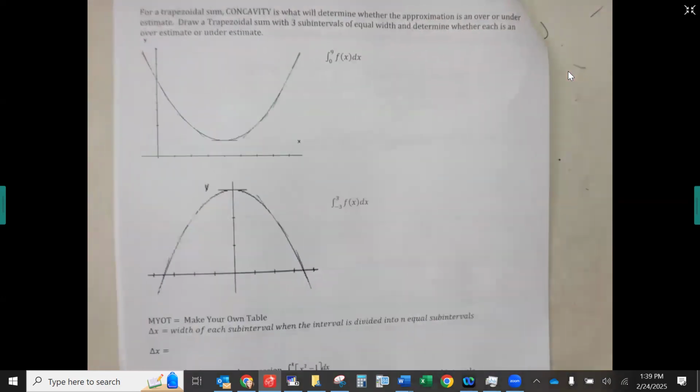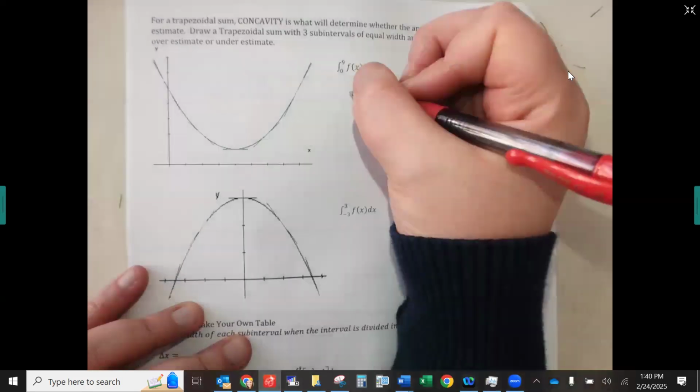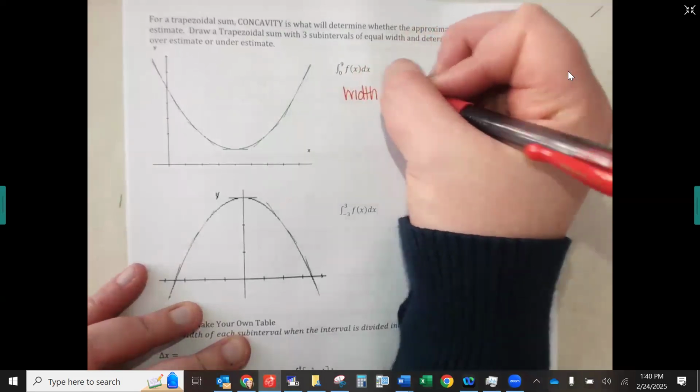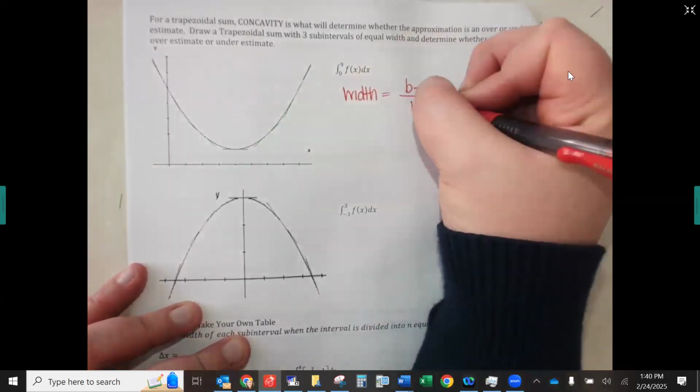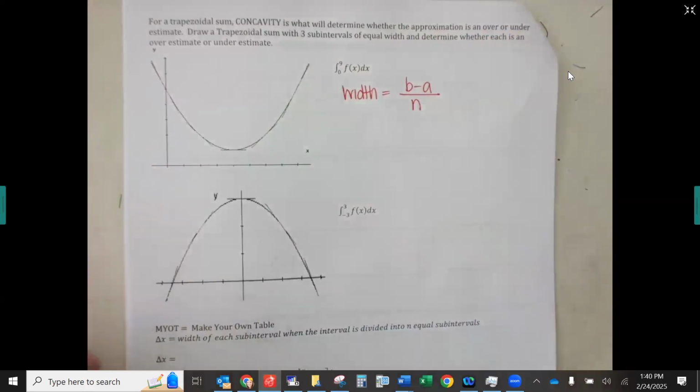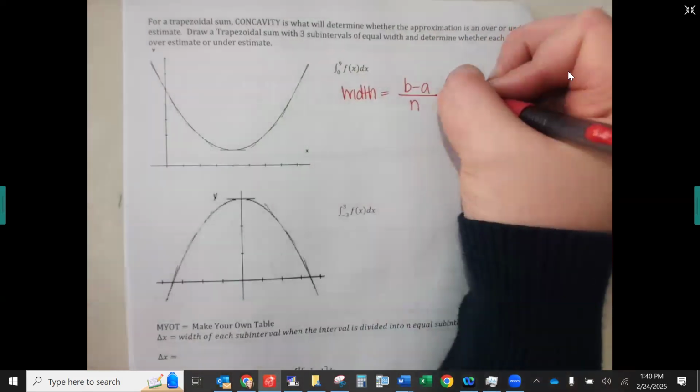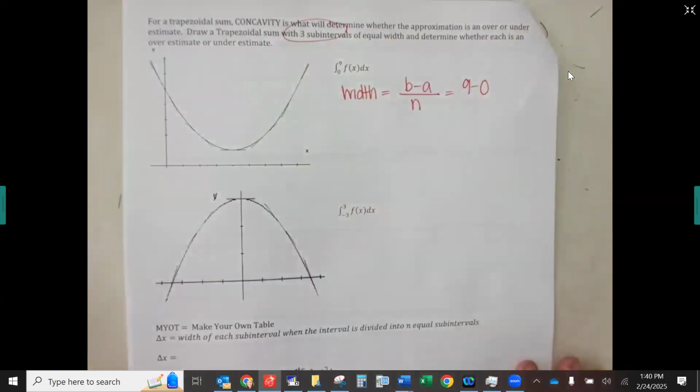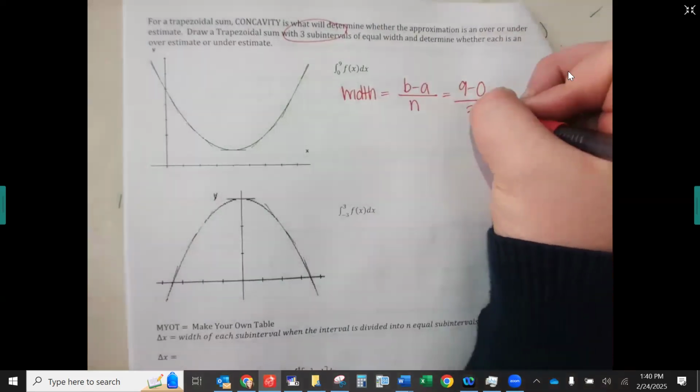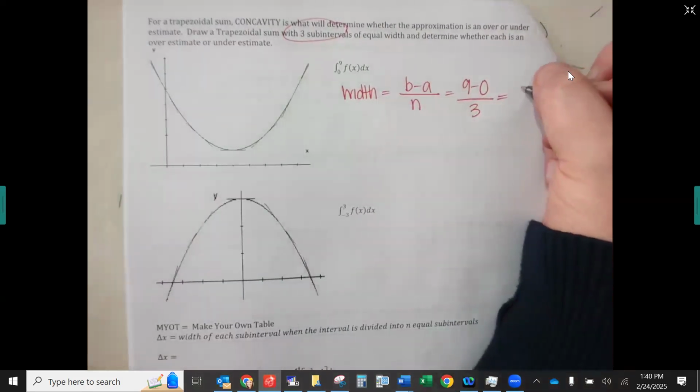Just 7 is fine. All right, take your first graph, 0 to 9. I want you to break it up into 3 subintervals and draw in a trapezoidal sum. So if I'm going 0 to 9, do you remember how to find the width? You do b minus a over n. So if I'm going from 0 to 9, that'd be 9 minus 0, and then we're dividing into 3 subintervals. So 9 minus 0 divided by 3, what's my width each time?